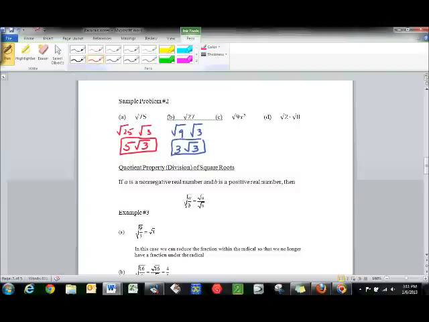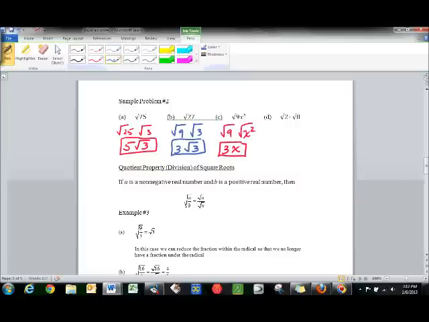The next one was a little different because it has a variable in it, but if you think about this, 9 is being multiplied times x squared, so we can actually break those apart into two separate factors, and each of them is a perfect square. 9 is a perfect square of 3, so 3, and x squared, when you take the square root of x squared, the square root and the square actually cancel each other out, leaving you simply x. So we have 3x remaining.